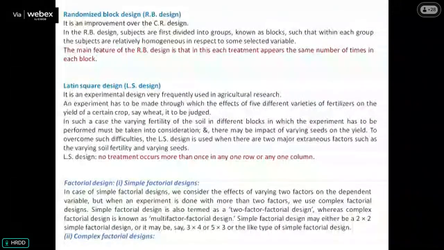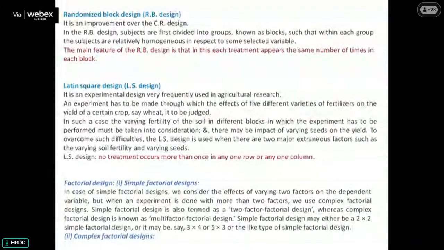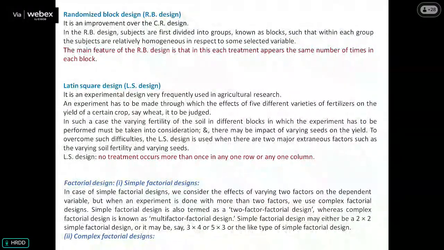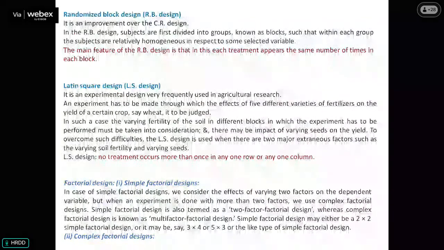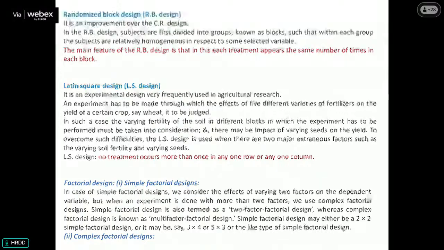So in simple factorial design, which we studied in detail with the help of a column, it's a two-factor design. So two factors will be considered, and complex factorial design will take into account multiple independent variables. So these are very complex. So we took simple designs. In case of simple factorial design, we consider the effects of two factors. So now you can consider fertilizer as well as irrigation effect. We did it with an example, if you remember, of these two factors on the dependent variable, that is the output.